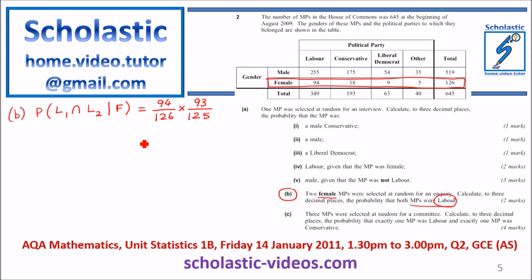So when you simplify this one, we get around 0.5550. So for 3 decimal places, 0.555 to 3 dp.